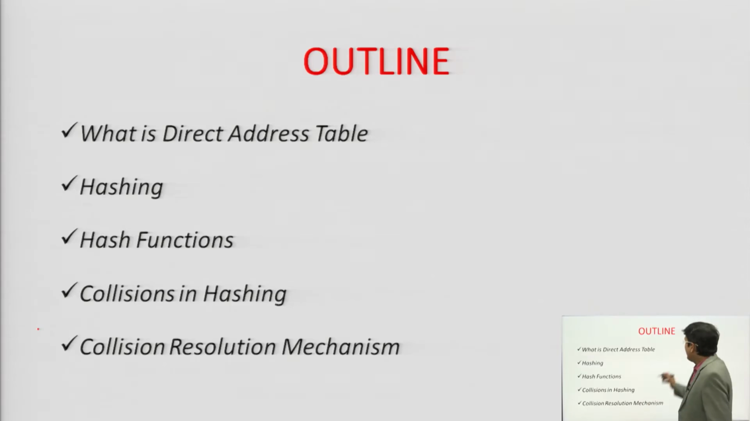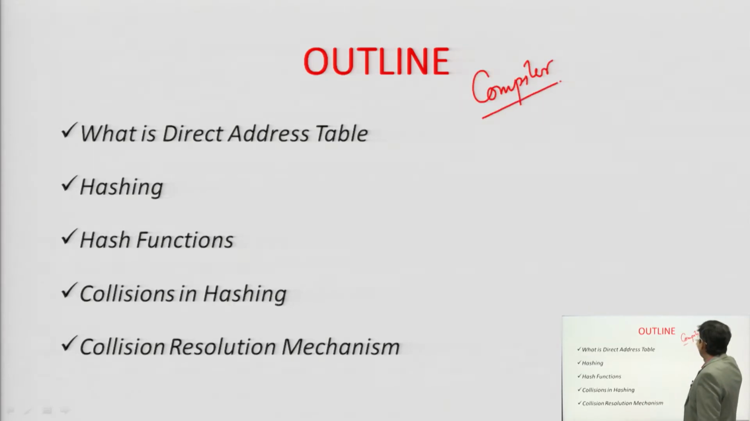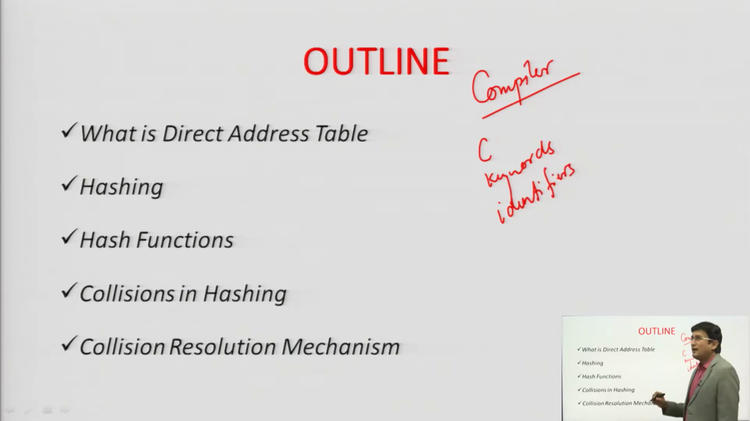Let us say there is a compiler and you have written a program. It contains lot of things, for example the keywords. There are a lot of keywords you have written, and then there are a lot of identifiers you have written. आपने अपनी तरफ से बहुत सारे identifiers define किए हैं. Identifier means you have defined your own function, you have defined your own variables.